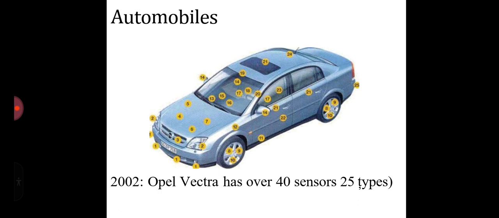In automobiles, here we can see a car with its 40 sensors, and the 25 types of sensors at different locations are shown.